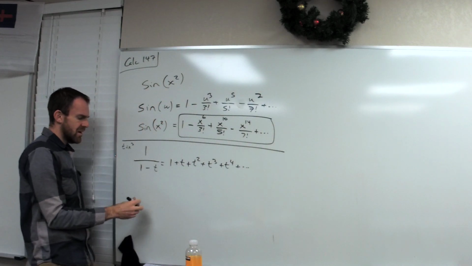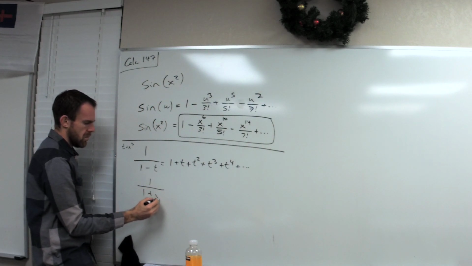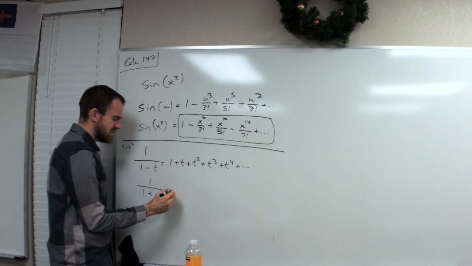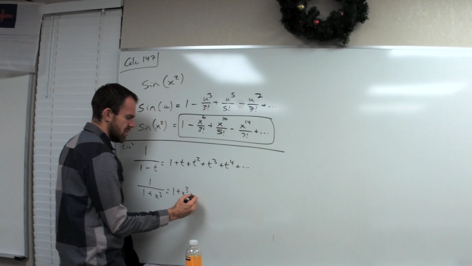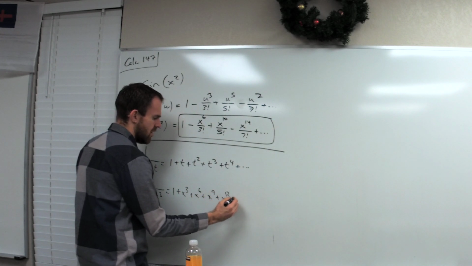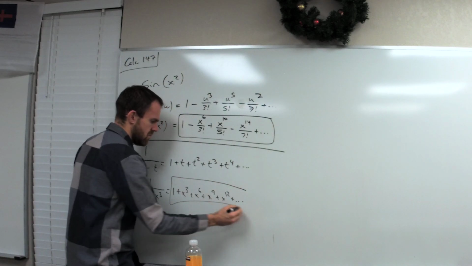Now I'm going to substitute in for 1 over 1 minus x cubed. So this gives me 1 plus x cubed plus x to the 6th plus x to the 9th plus x to the 12th, and so on.